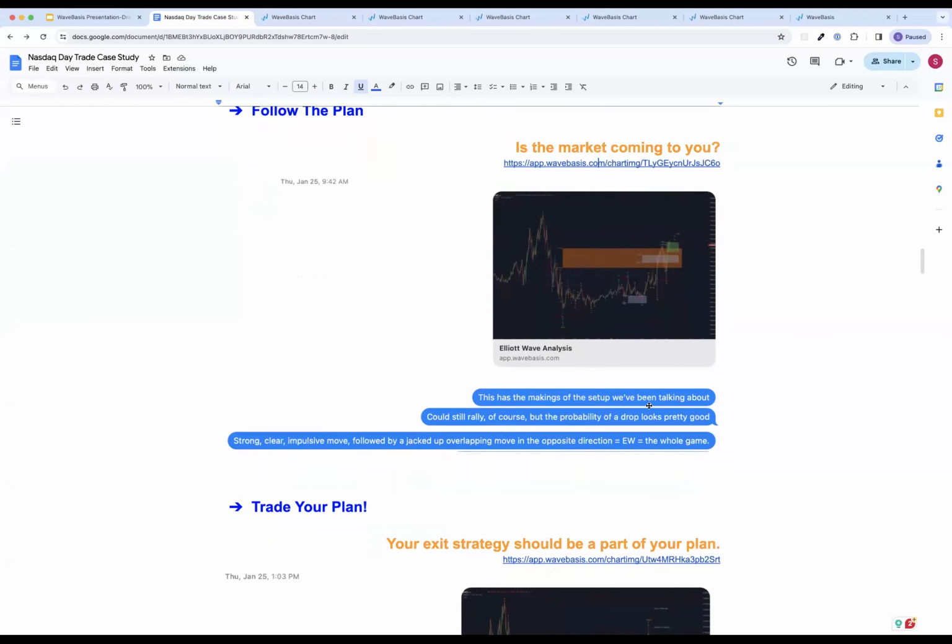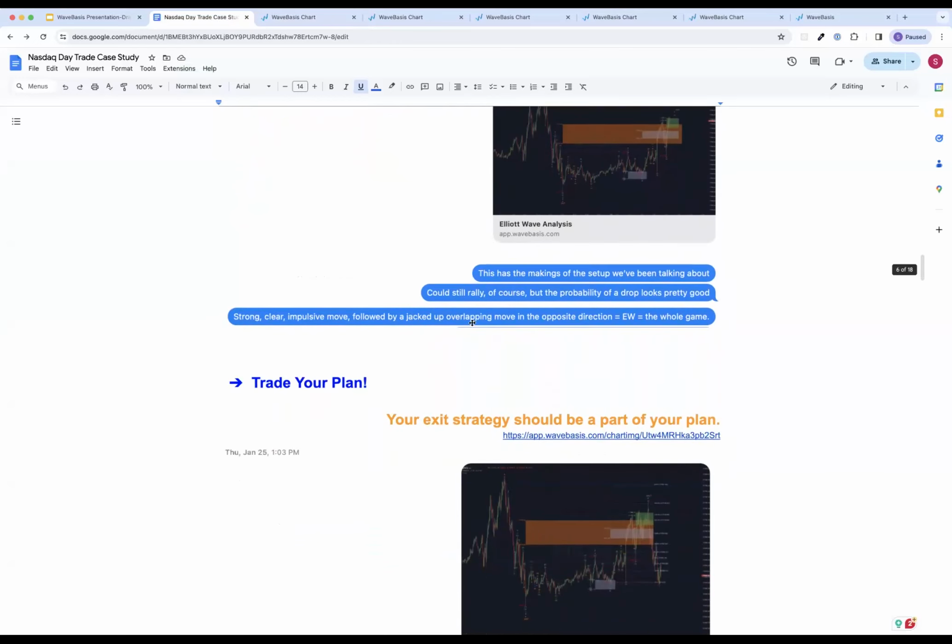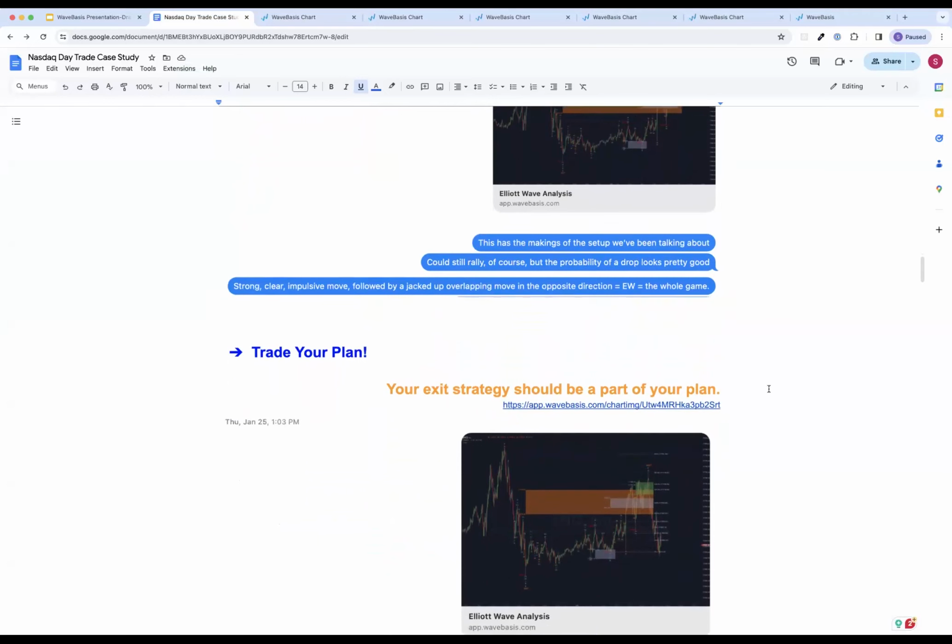So I tell him this, I'm not going to go through all of our chat back and forth here, but I'll just try to summarize it as we go. What I told him is this, I said it still could rally, but the probability of a drop looks pretty good. Strong, clear, impulsive move, followed by a jacked up overlapping move in the opposite direction equals Elliott Wave equals the whole game. That's it, 5-3.